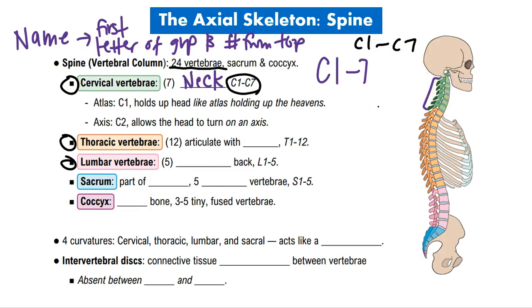Now, here's the interesting part about the cervical vertebrae. Out of all the groups, the cervical vertebrae have 2 unique vertebrae that are unlike any other. And that's going to be the atlas and the axis. And we'll talk about these 2.